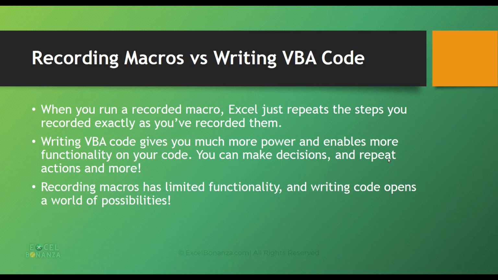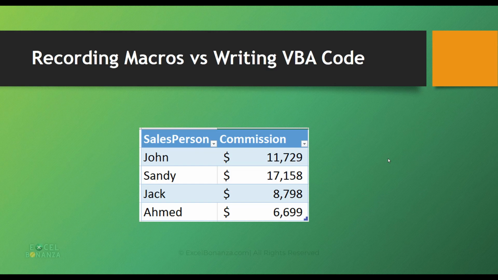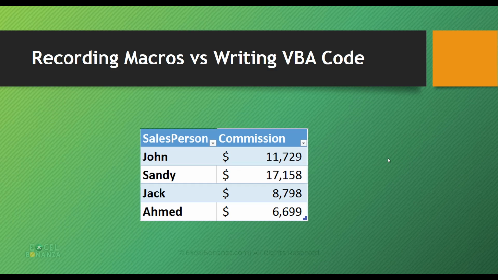And this is what we're going to learn in this course. We're going to learn mainly how to write VBA code. So let's have an example here. Let's say we have this table having some salespersons and their commissions. You can see here we've got some salespersons and the commission of each salesperson. I could record a macro to bold the names of all salespersons, and you can see here the names have been bolded.